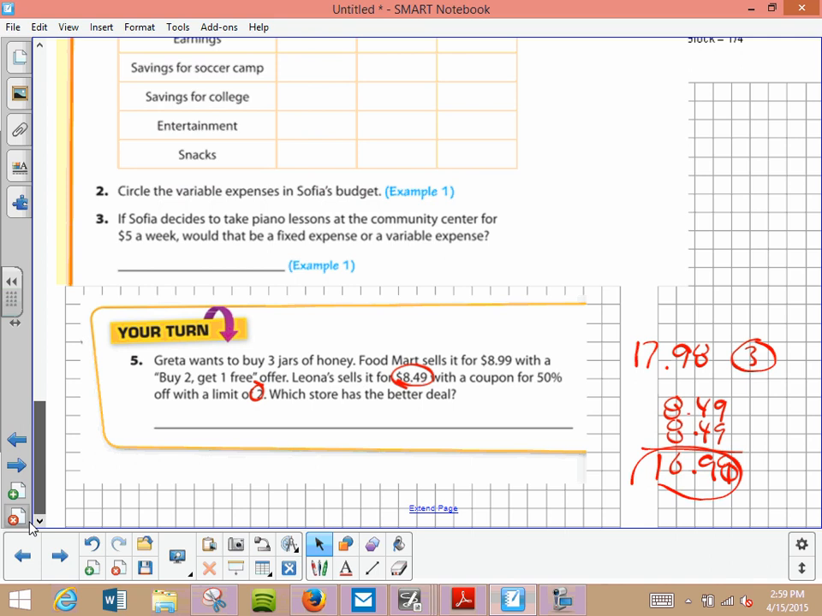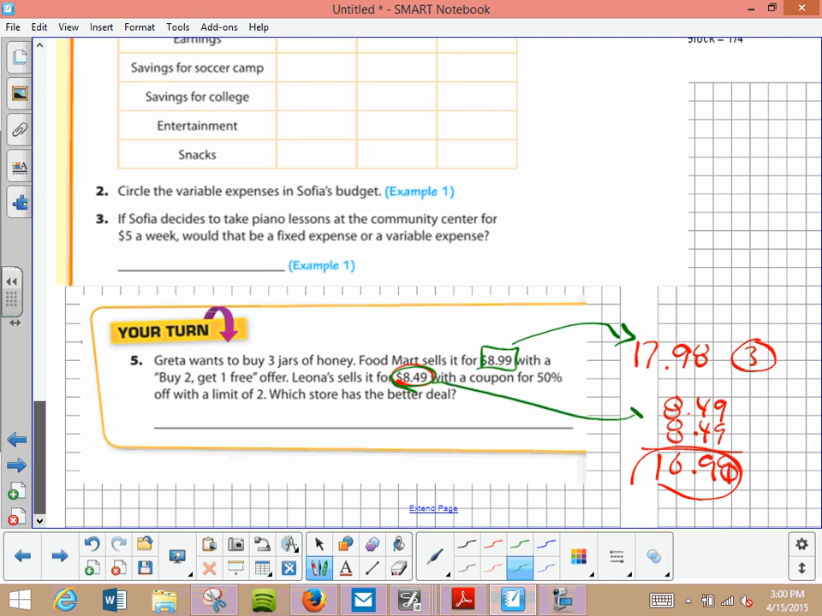For the first one, you buy 2, you get 1 free. So if you pay for 2 of these, that's gonna be the cost for all 3 of them, right? Which is what I did right here. On the other one, it says it's 50% off, which is 2 for 1, right? That means 2 of those will cost me $8.49. The other one, I have to pay full price because it has a limit of 2. So all I have to do is add that to the one with the full price, which is what I did right here, and I get $16.98. So that one is actually cheaper than the other one, right?